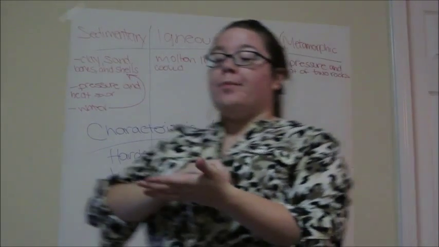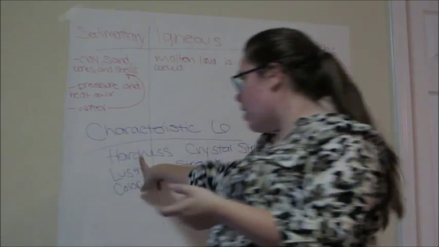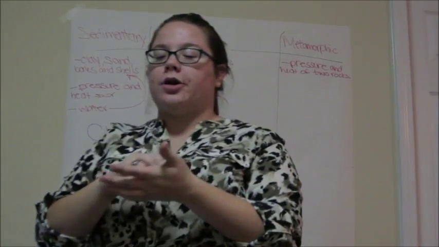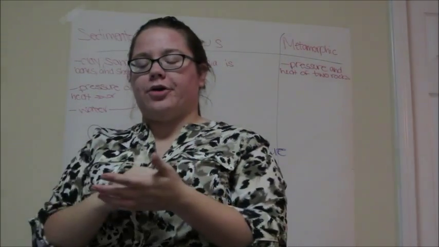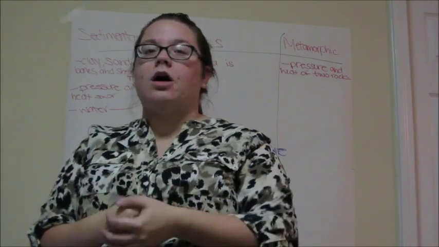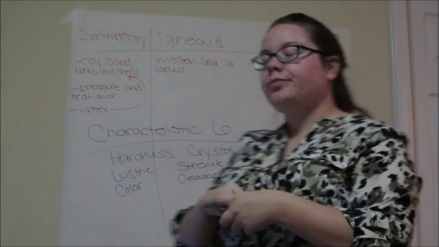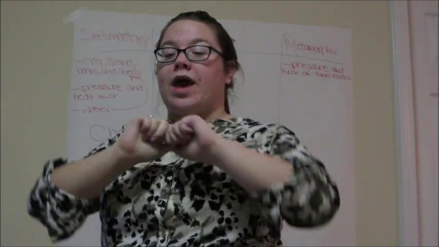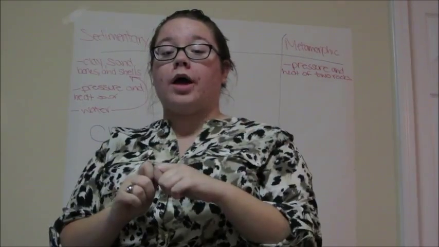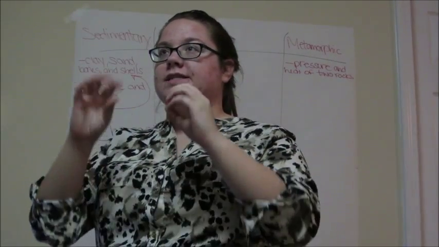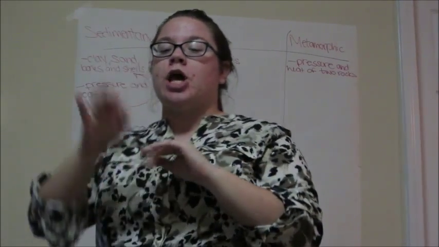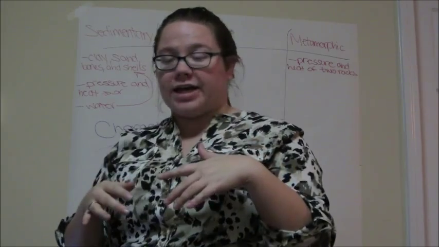Streak is the powder that is left behind during a hardness scale. So this powder could be really soft, like talcum powder, or leave no streak at all, like a diamond would. And then there's cleavage and fracture. Cleavage is the way the rock would break, and the fracture is the type of break. It could be a smooth edge, it could be a rough edge, or really jagged edge.